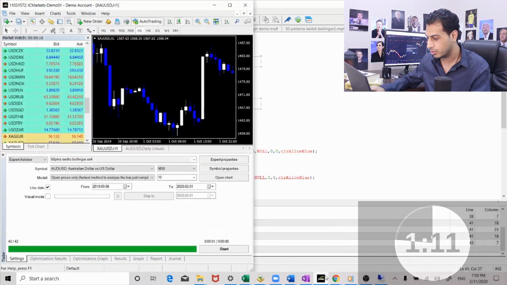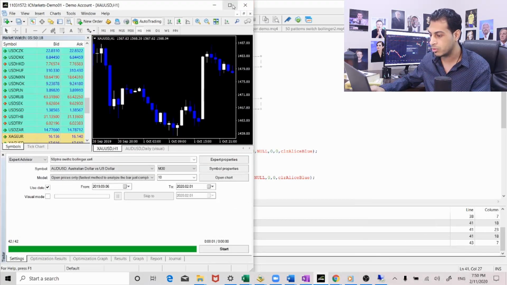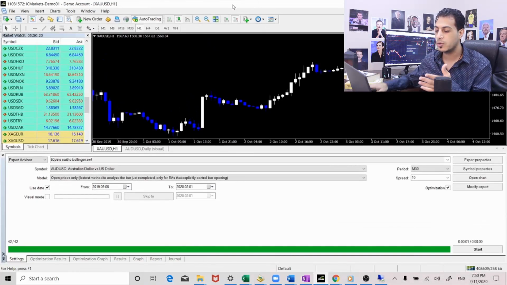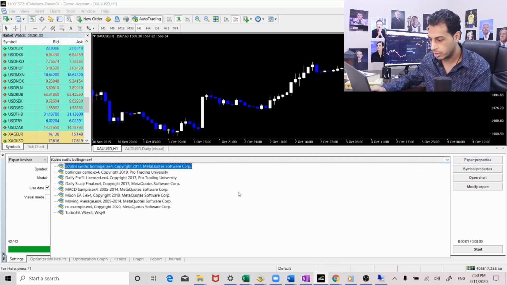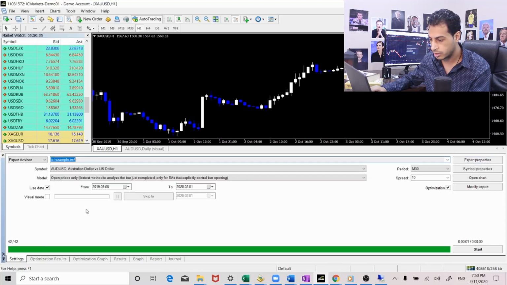Now I'm going to go to the strategy tester. We are going to have this trading system, a trading robot. This is actually it. That is how we program it. It's real easy, very easy skill to learn. So it should be somewhere right here. RSI example, here it is.